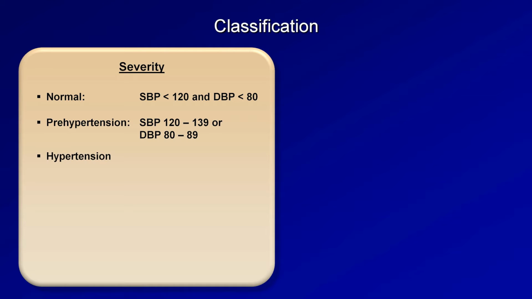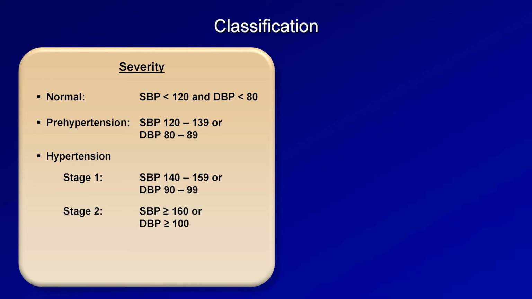That hypertension category is divided into stage 1 and stage 2. In stage 1, either the systolic blood pressure must be between 140 and 159, or the diastolic pressure must be between 90 and 99. In stage 2, the systolic pressure must be 160 or greater, or the diastolic pressure must be 100 or greater. If the patient's systolic and diastolic values fall into two different categories, the patient is considered to have the more severe category of the two. For example, if the patient had a blood pressure of 170 over 95, it would be considered to be stage 2.